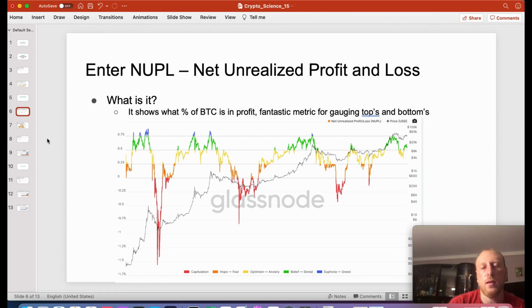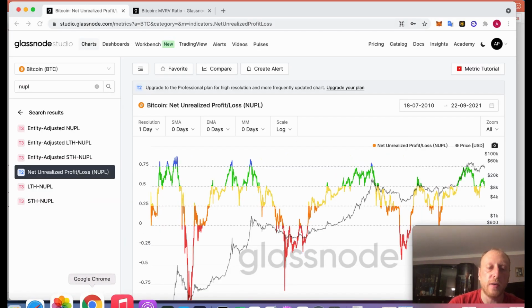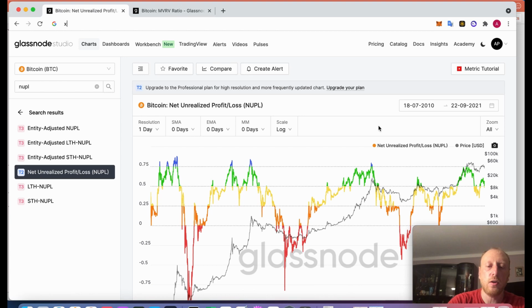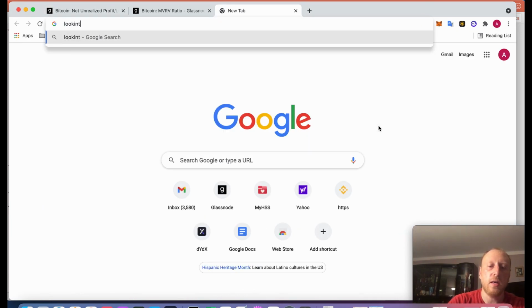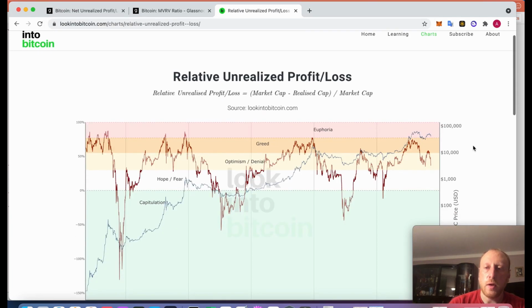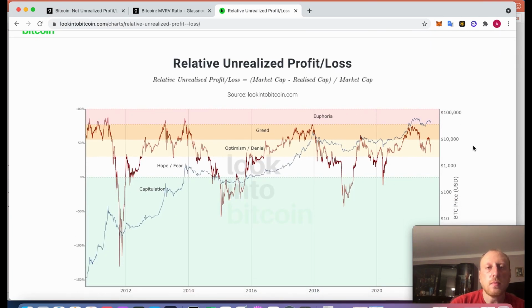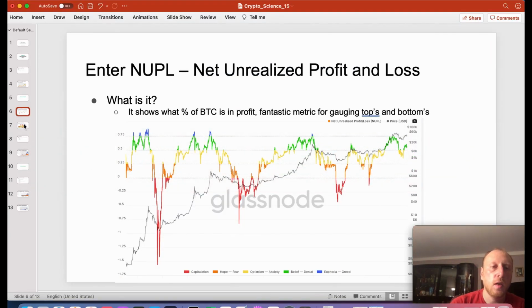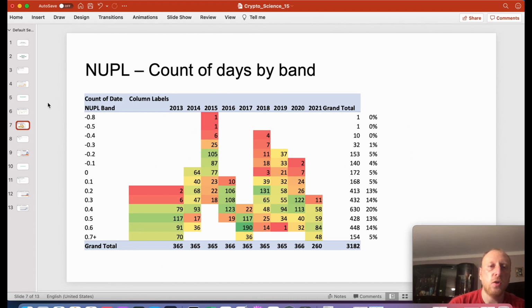By the way, this metric is available on Glassnode, but you could also find it in look into bitcoin.com. You can get this indicator, the Nupol one, right here. It's just called relative unrealized profit and loss here. You can see that today it's around 39%, but here we were at 74%. So going back to here, let's talk about Nupol some more.